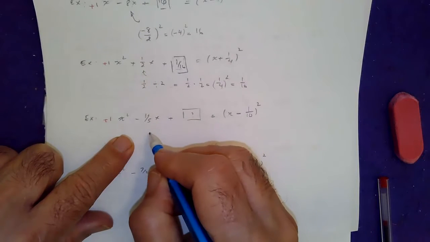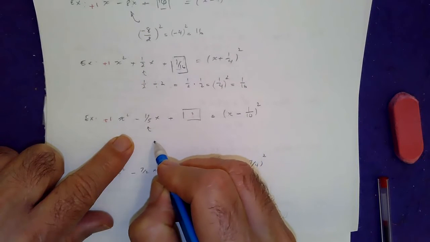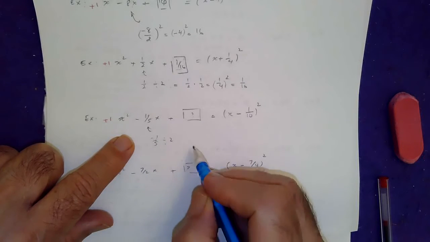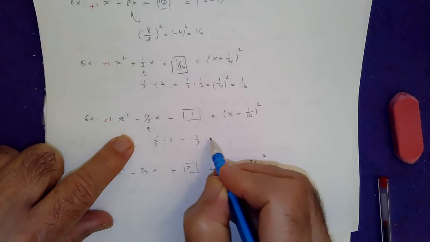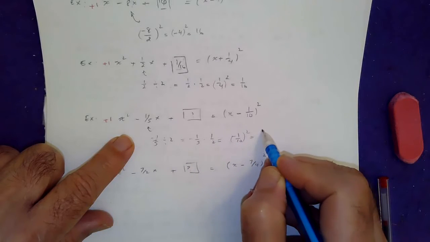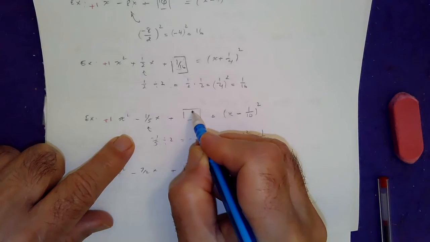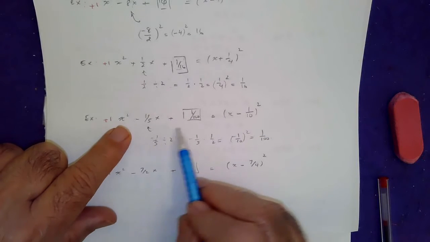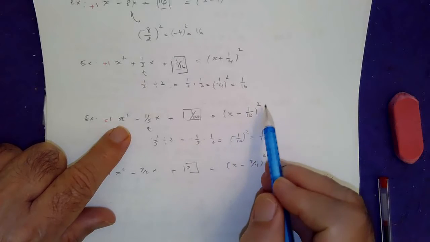What about this guy? Same thing as before. So take negative 1/5 divided by 2. That would be negative 1/5 times 1/2, which is negative 1/10. Square it, you get positive 1 over 100. So that missing number is 1 over 100. Because if you factor this, you get x minus 1 over 10 squared.